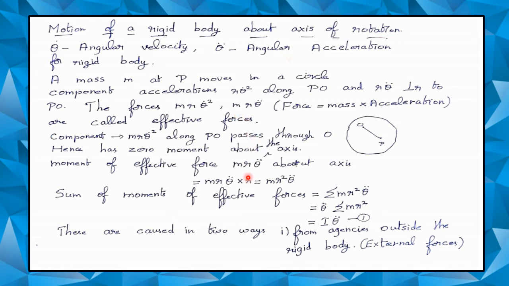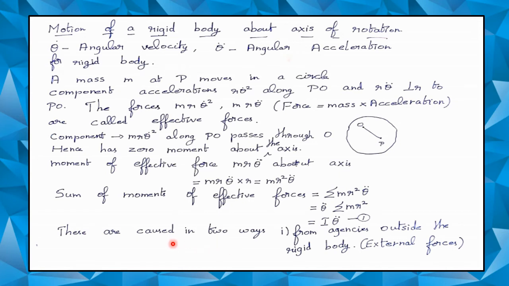Now the moment of the second force m r theta double dot is equal to m r theta double dot into radius. Therefore that is equal to m r square theta double dot. Now the sum of moments of all the effective forces is equal to summation m r square theta double dot, and theta double dot is constant. Therefore, theta double dot into summation m r square, and summation m r square is nothing but the moment of inertia I. So this is equal to I theta double dot.